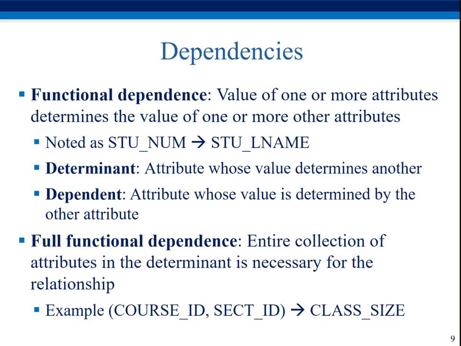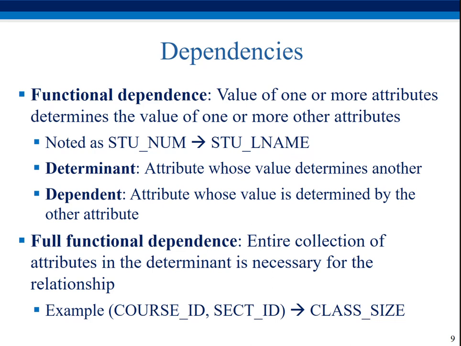Then we have functional dependencies, and I'm just going to read that as I've written a definition. It's where one or more attributes determine the value of one or more attributes. Again, student num determines what student last name is. So then we have determinant and dependent. Determinant is the one that determines the value. So student num would be the determinant, and student last name would be the dependent.